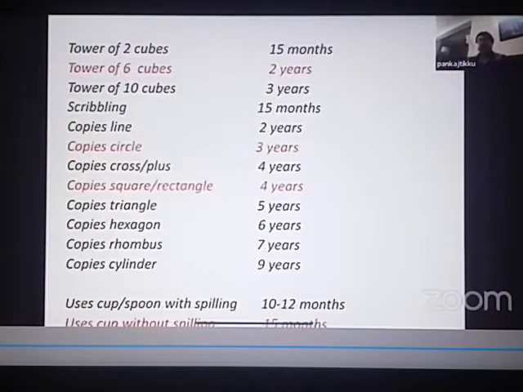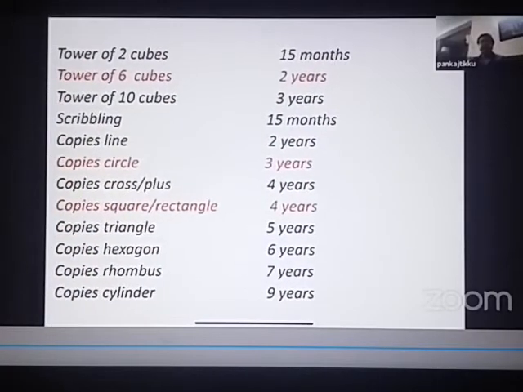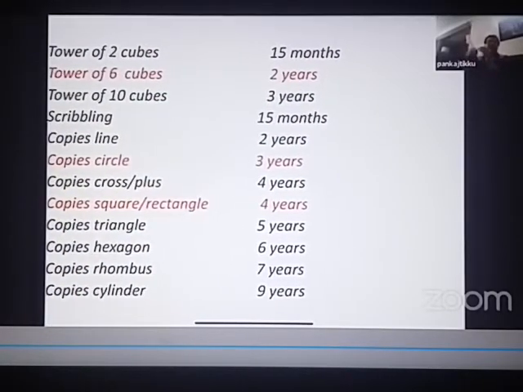Then tower of 2 cubes at the age of 15 months. So he can make a tower of 2 cubes at the age of 15 months, a tower of 6 cubes at the age of 2 years, and a tower of 10 cubes at the age of 3 years. Then he scribbles. So there is no definitive objects. He scribbles at the age of 15 months.